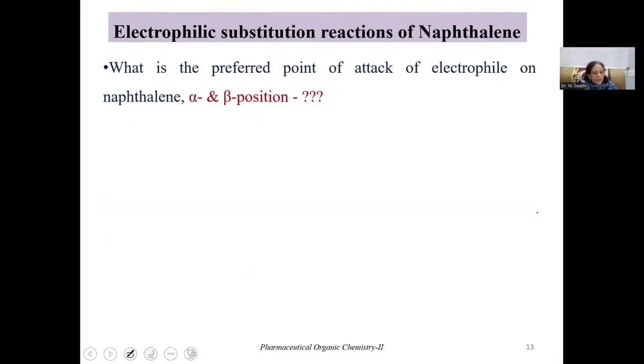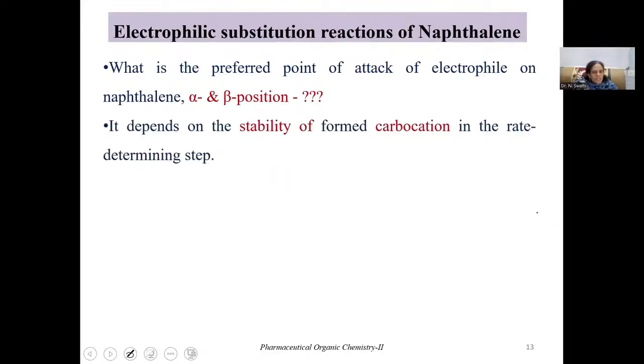So what is the preferred point of attack of the electrophile on the naphthalene ring system, whether it is the alpha position or the beta position? In order to get the answer, we first have to think about the rate determining step. The rate determining step in electrophilic substitution reaction is the formation of carbocation. So in these reactions, the stability of the resulting carbocation is very important. Whether the preferred point of attack is at the alpha position or beta position depends on the stability of the carbocation formed in the rate determining step of the electrophilic substitution reactions of naphthalene.